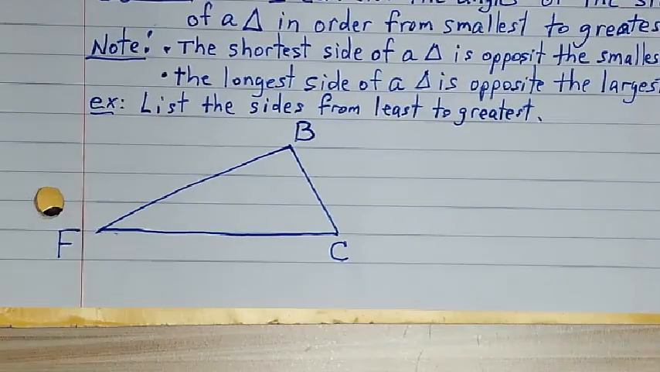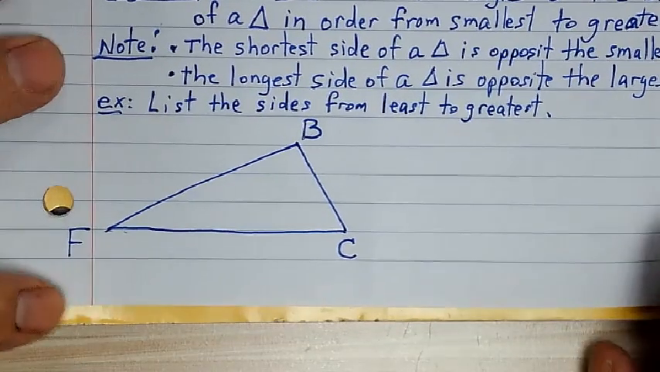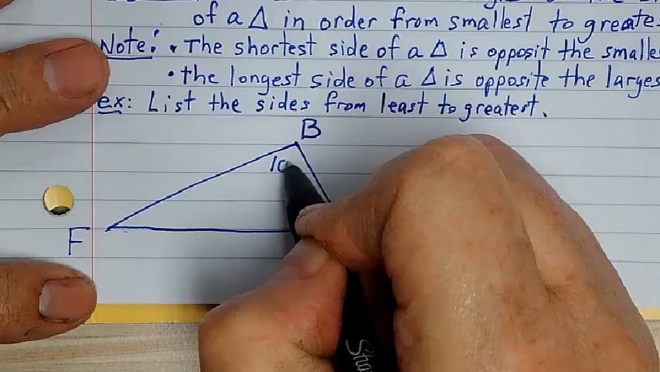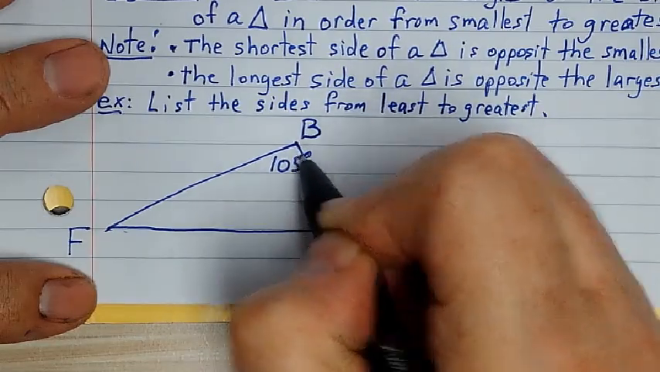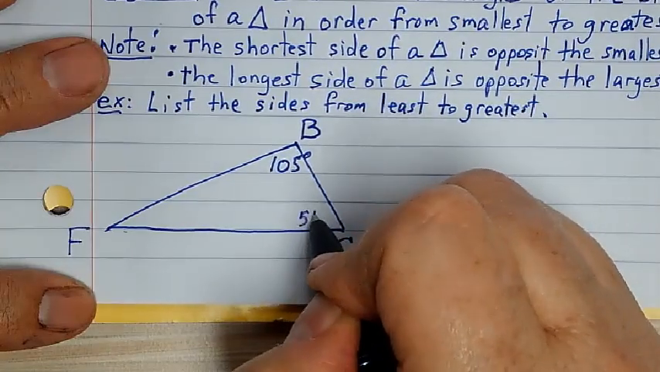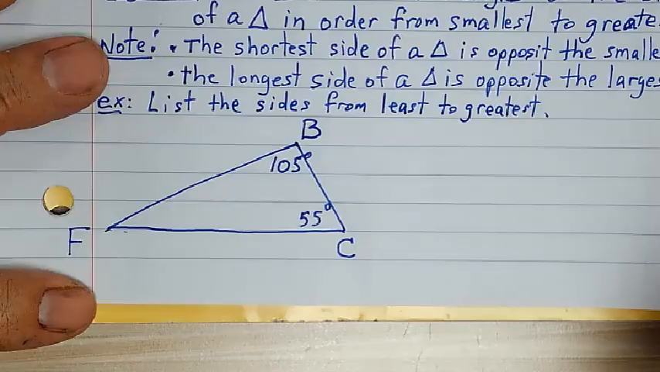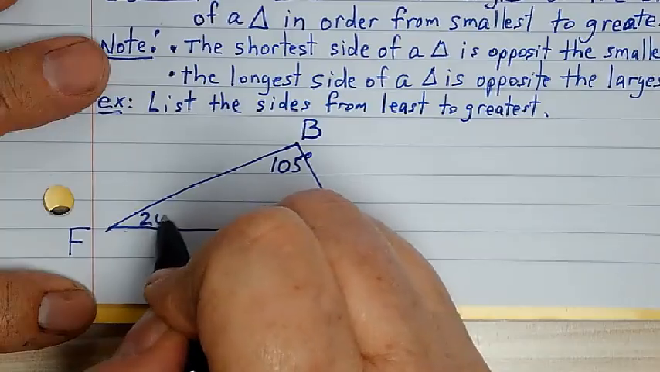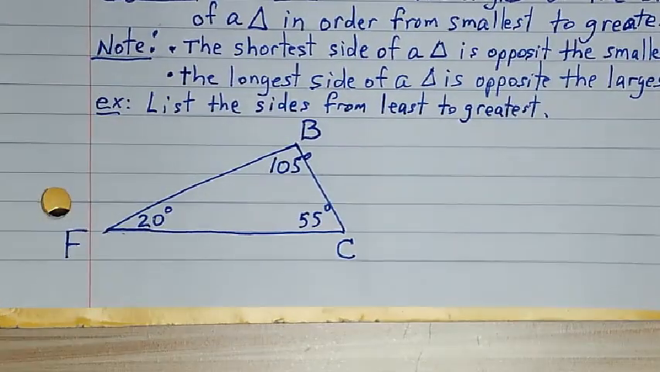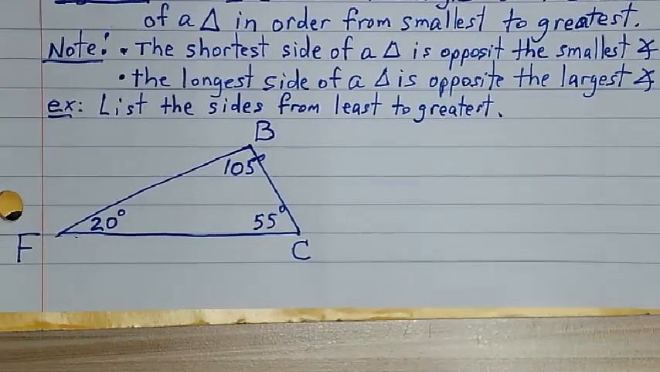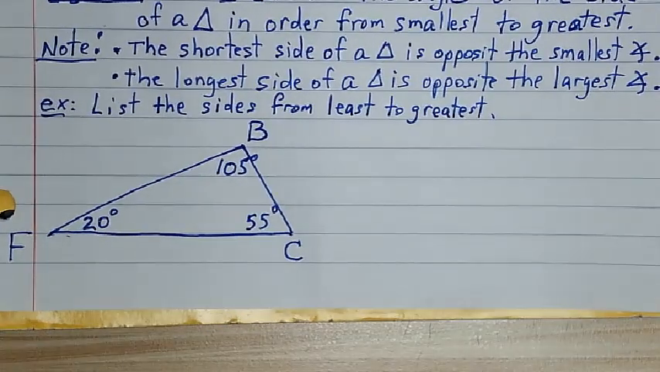going to do is give you an angle. Like, for example, they'll say this is 105 degrees. Got it? And then they'll say this is, say, 55 degrees. And then they'll say maybe this is 20 degrees. So if I want to list the sides from the shortest side to the longest side, that depends on its opposite angle.